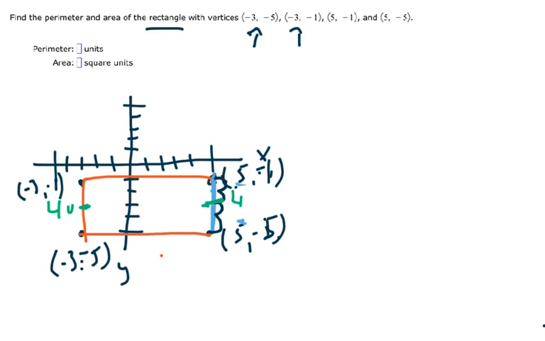Now this one's a little trickier, but not much. We need to find the distance from here to here. That'd be the length, and this is the width. So the width is 4 units. On the last one, it was basically -5 minus -1, or the difference between the two of them. What I like to do on these, I think it's easy.